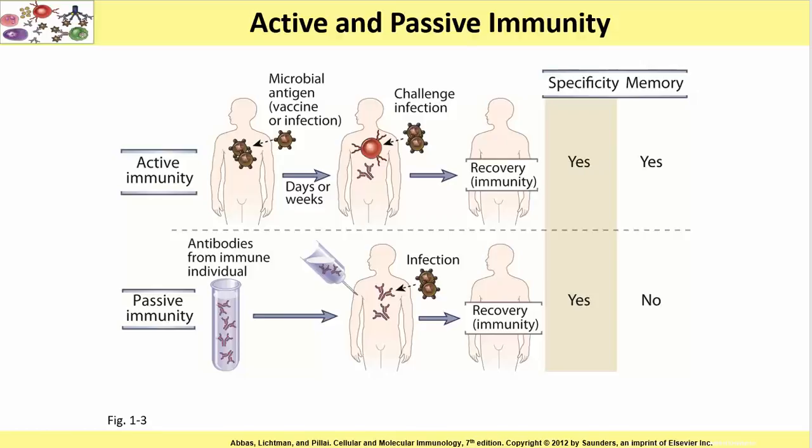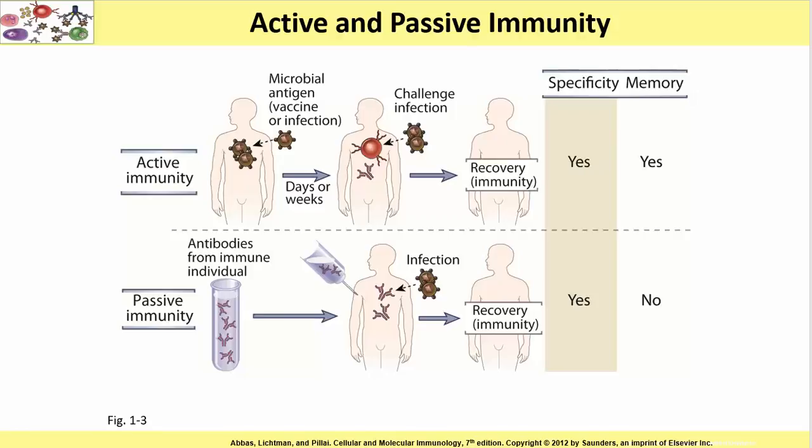Now, there's two ways of doing this. One is natural and the other is artificial. The natural way is to get sick. When I was a kid, I got the measles, the red measles. That was my challenge. I mounted an immune response to it and I've recovered from it. So I have memory and specificity and I won't get the measles again.